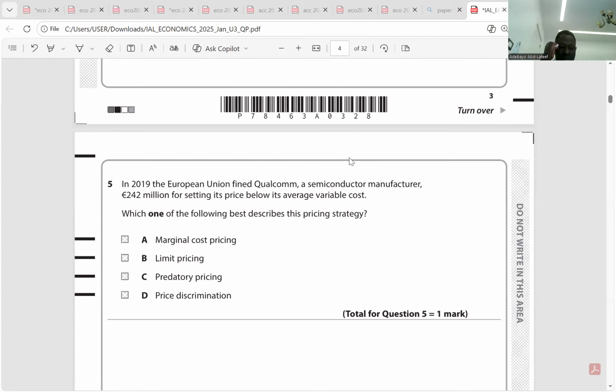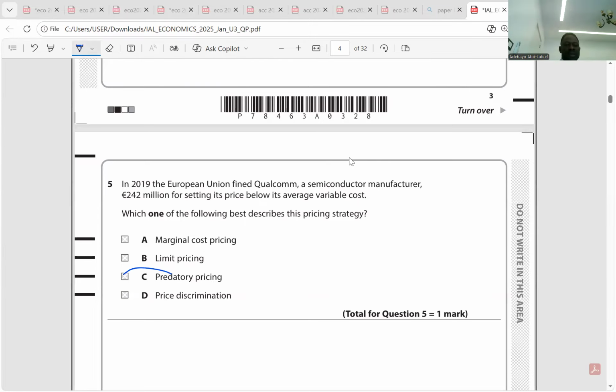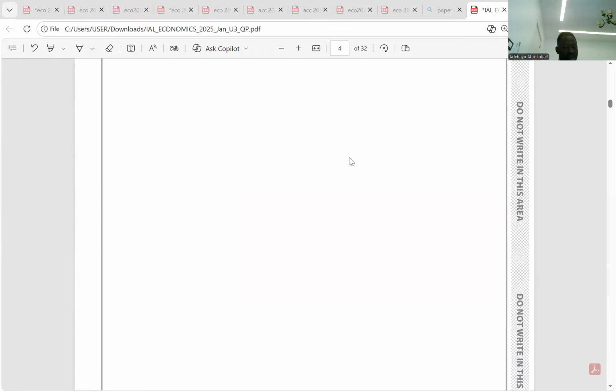Limit pricing would still allow the firm to make profits. Predatory pricing would kick other firms out of the market, and it's going to discourage firms from coming into the market. Price discrimination, no, that's selling at different prices to different customers for the same product. So the answer for question 5 is C. Question 6.